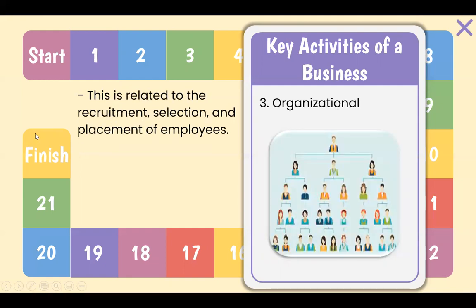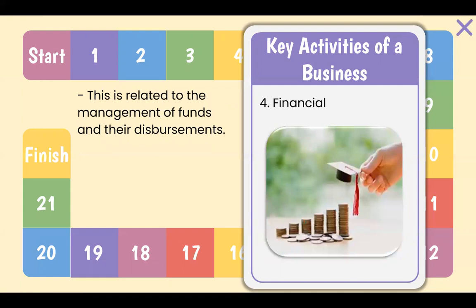Number three, organizational. This is related to the recruitment, selection, and placement of employees. The entrepreneur must identify the skills necessary to achieve the goals of the business. How many workers does the firm need? How much salary do they deserve? What are their specific work functions?